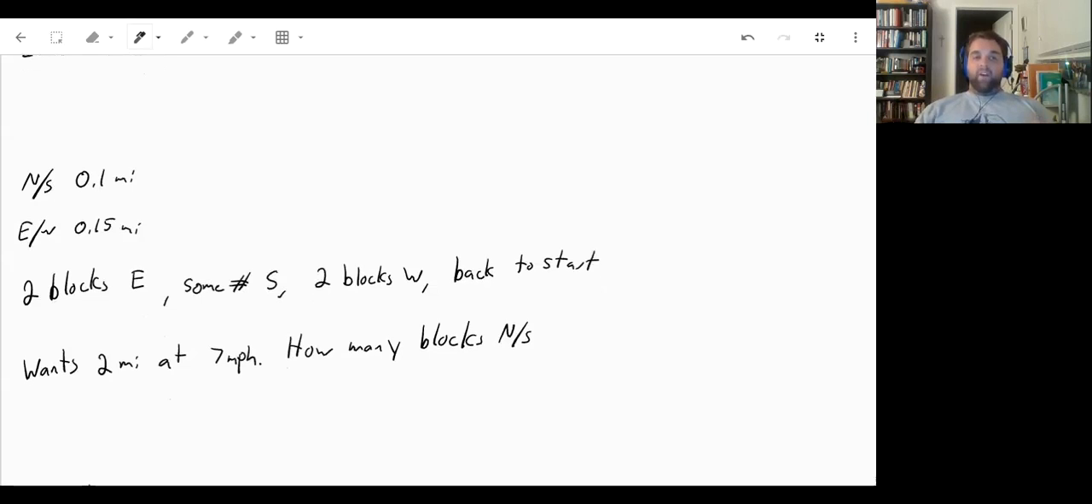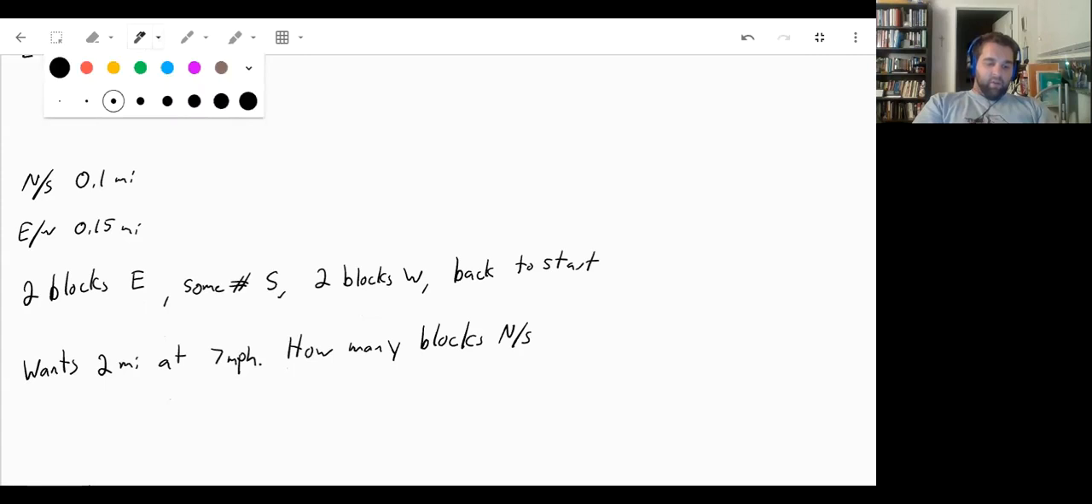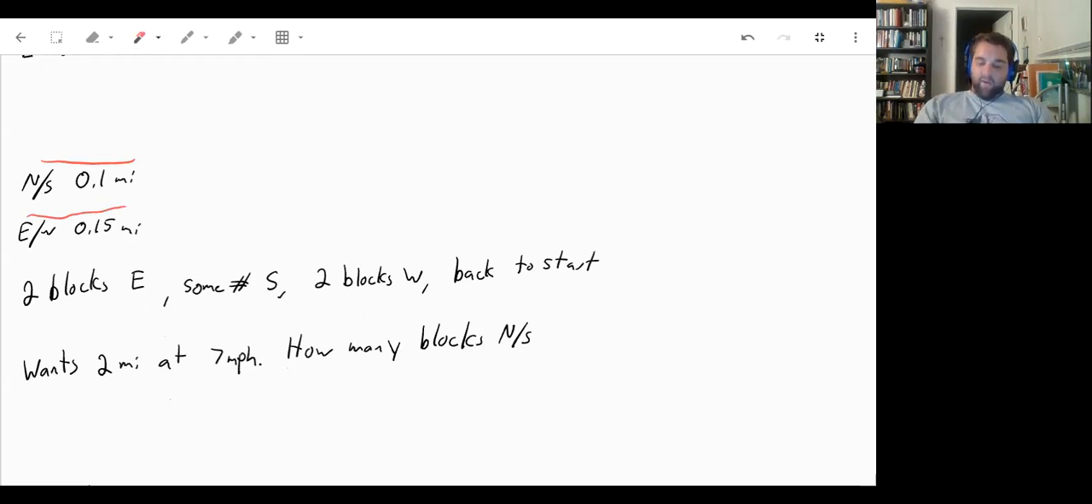So what I have here is I just took all of those words and tried to condense it down to something that makes a little bit more sense. North to south, we go 0.1 miles. East to west, we go 0.15 miles. So if I just draw a singular city block, north to south, we know that side's going to be 0.1 miles. East to west, it's going to be 0.15 miles.